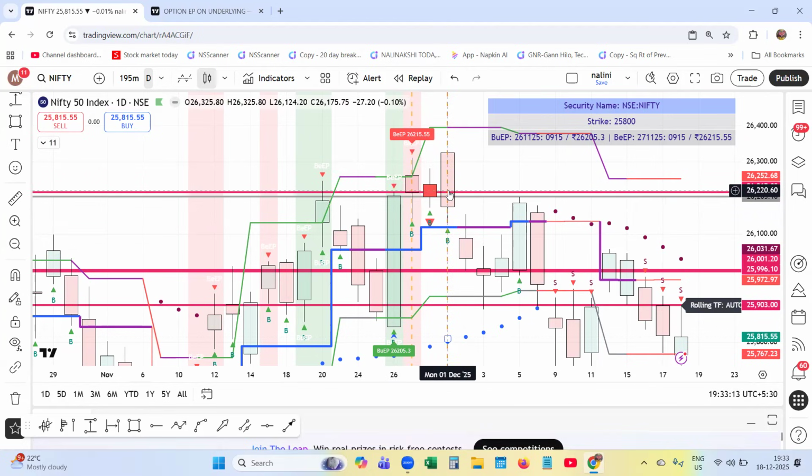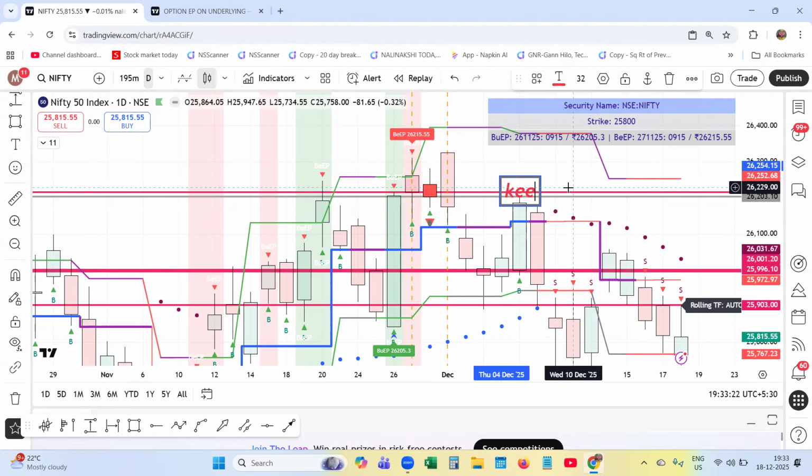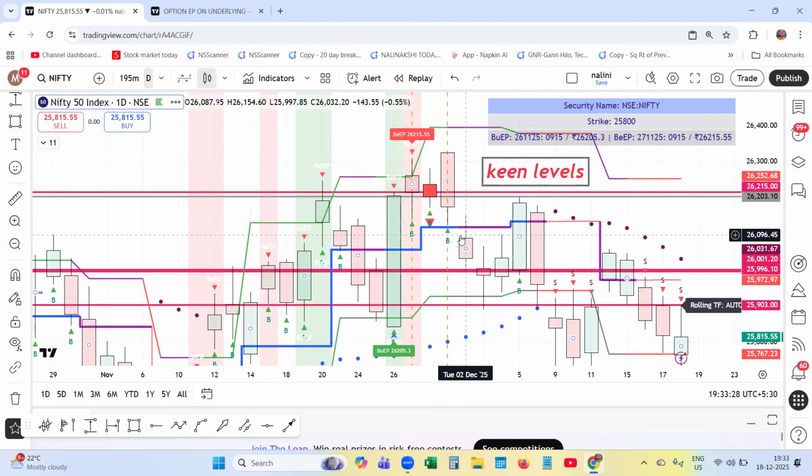The market is going to go down. So these are my keen levels to watch. And you see over here, the price is still above the pivot. So I'm not attempting to either buy or sell anything. Even though it is bearish, I'm not going to do that.